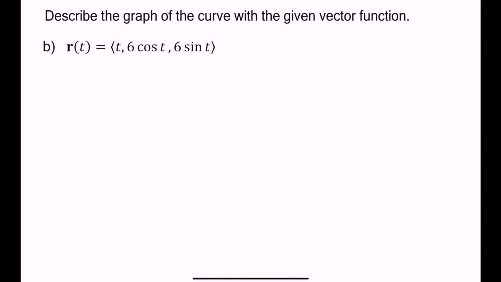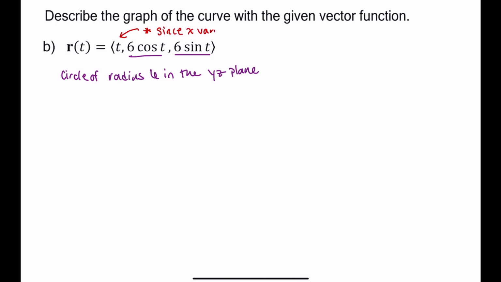Well, this is our y-axis, our z-axis. So this is a circle of radius 6 in the YZ plane. This tells us here that it is more than a circle, so x varies. So since x varies, this is a helix.